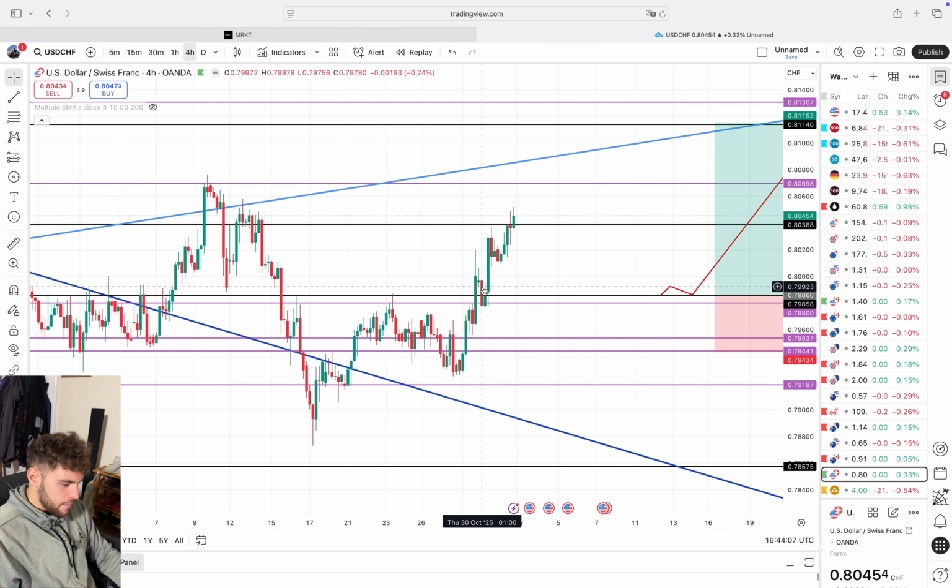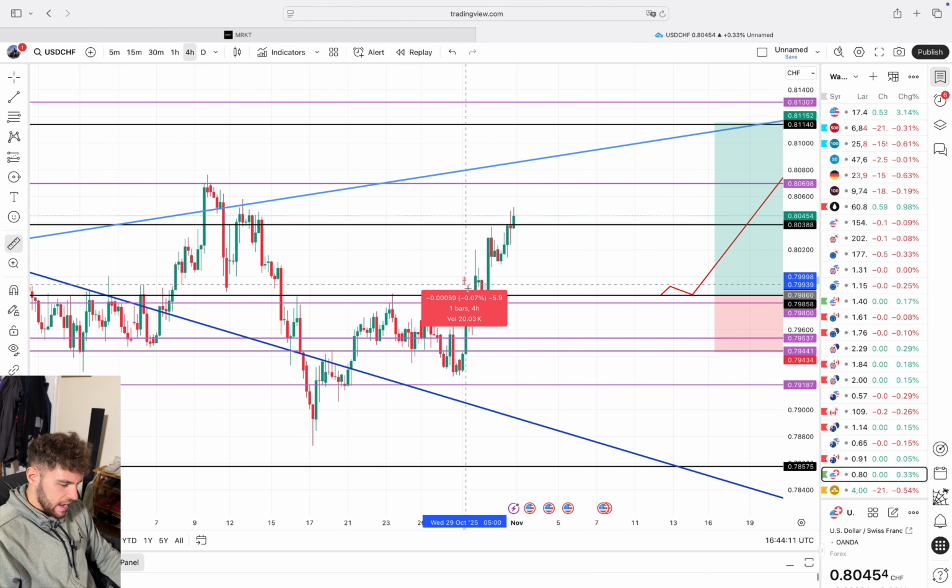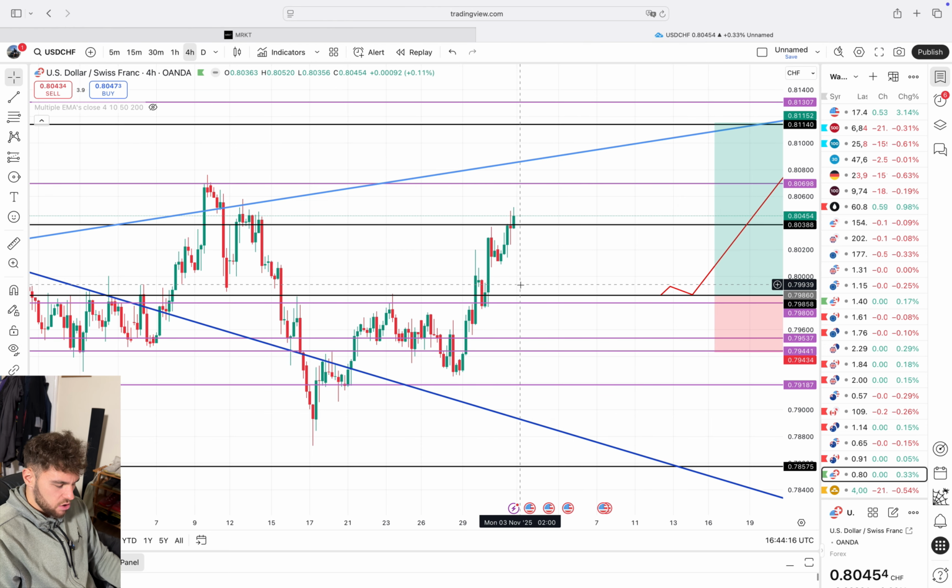But we did get that break and close a little bit too high for me there. Didn't want to get in at these points up here because that's 13 pips from my entry, which of course I want the best entry possible. Luckily, we did get the retest, a really nice retest of this level here, of these order blocks of liquidity over here.